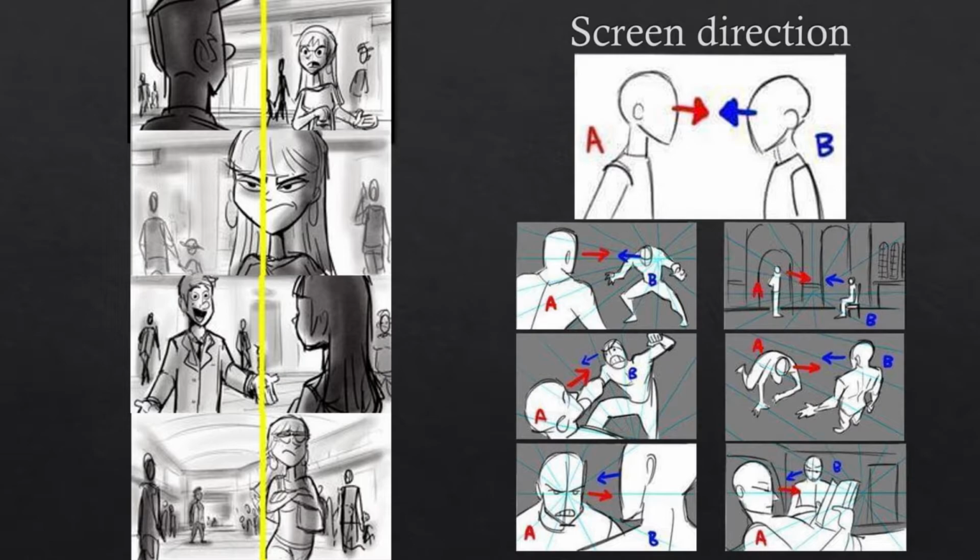Kubrick used this frequently during The Shining to create a sense of unease and visual discomfort while viewing the film. So if broken, it should be broken purposefully. As with any rule, other than submitting work on time, of course, that rule should never be broken.